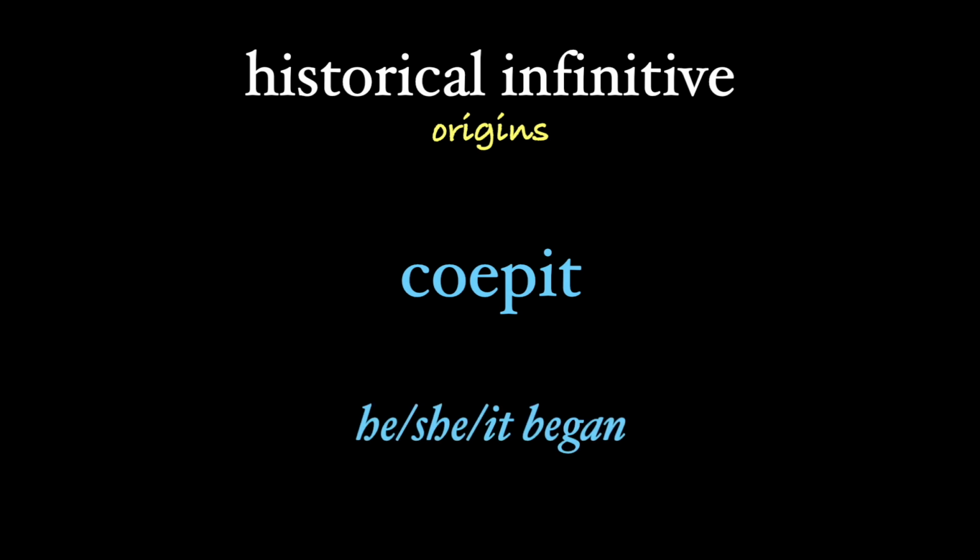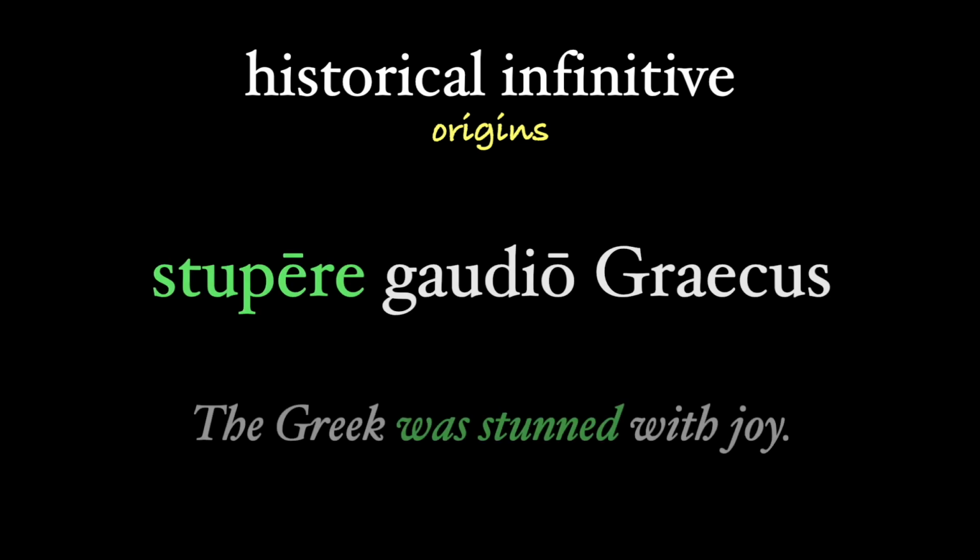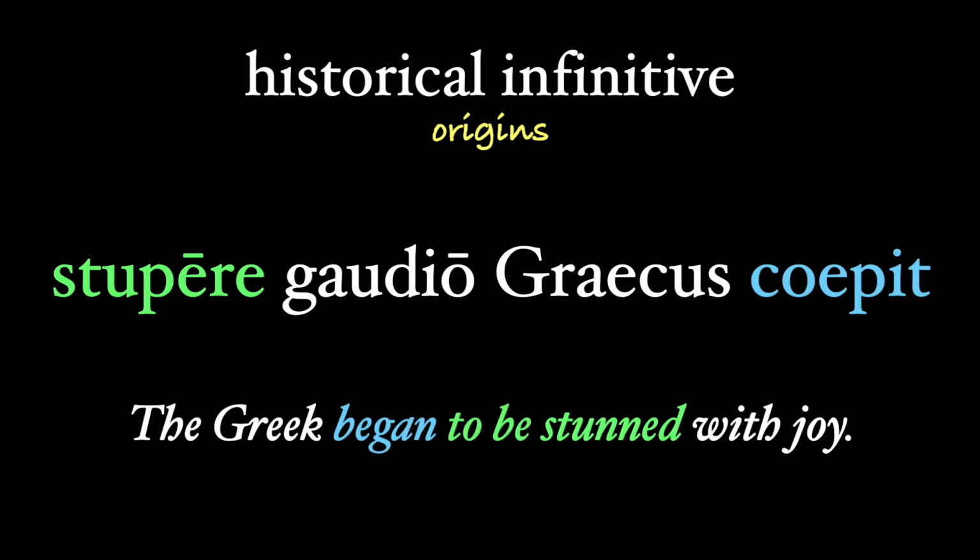Some grammarians suggest that the historical infinitive arose as a complementary infinitive with an understood coepit, which means began, or some other word. So Quintilian suggests that stupere gaudio Graecus, the Greek was stunned with joy, actually needs a coepit. The Greek began to be stunned with joy. But in the end, the origin of the historical infinitive is uncertain.